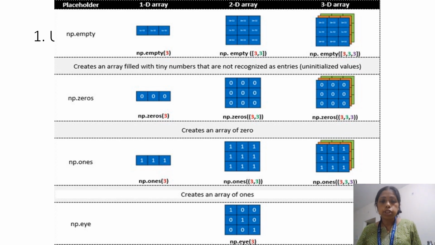Zeros and ones I already explained. For a single dimension only 3, for two dimensions (3, 3), for three dimensions (3, 3, 3), like this you have to write. Then there is one function, np.eye. This will provide the diagonal values, diagonal ones. If you write np.eye(3), that means 3 rows, with 1s on the diagonal. The matrix will automatically be 3 by 3.